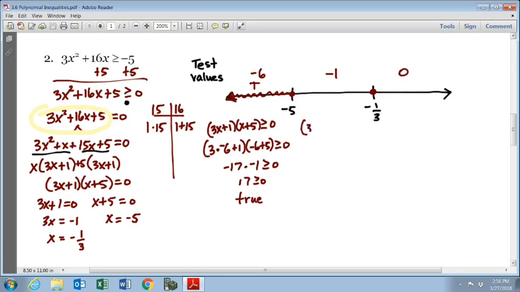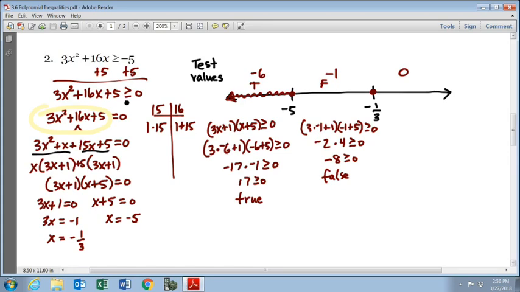Let's try -1. So when you plug in -1, you're going to get, let's see, -3 plus 1, that's -2. -1 plus 5 is 4. So -2 times 4. Get -8 is greater or equal to 0. And that's not true, that's false. And so -1 doesn't work when you plug it in. So none of the other values in that interval will work.